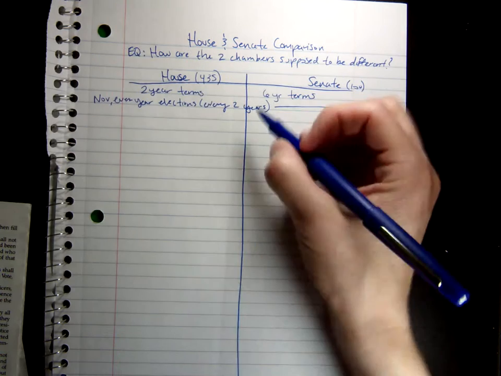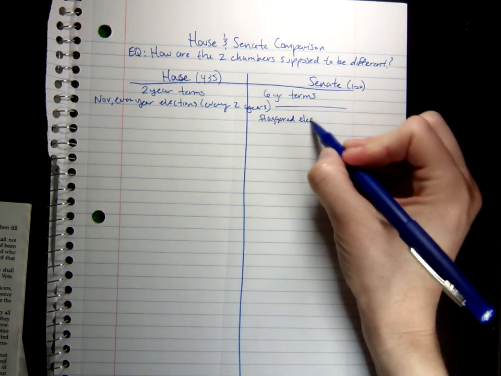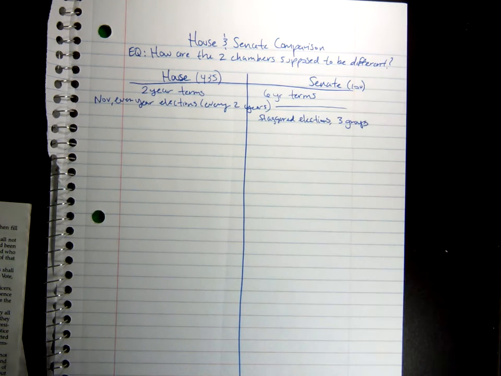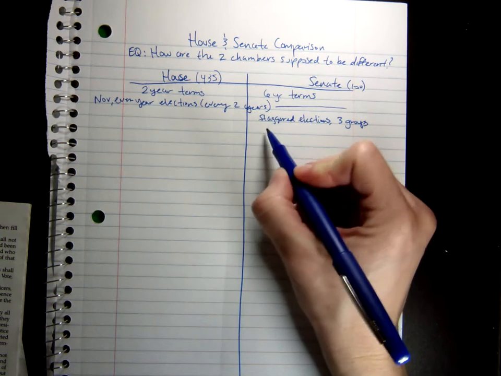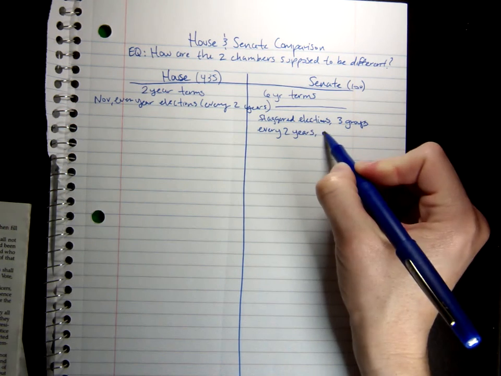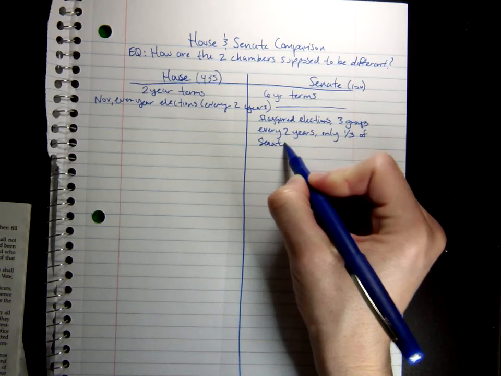So what we have here are staggered elections, or there are 3 groups. So now this begs the question, why make it so complicated? Why do that? What that means is every 2 years there are elections for the Senate, but not for all of the Senate seats, only a third of them. So every 2 years, only 1/3 of the Senate could change.